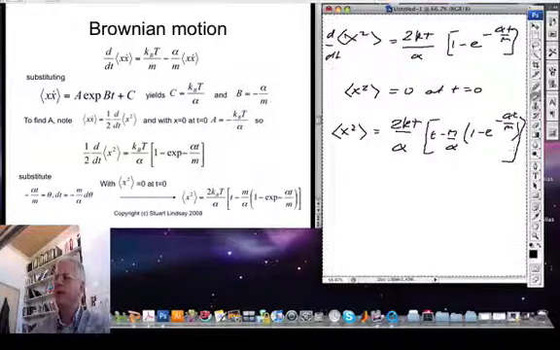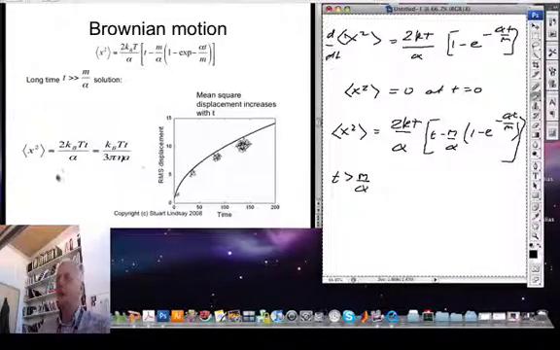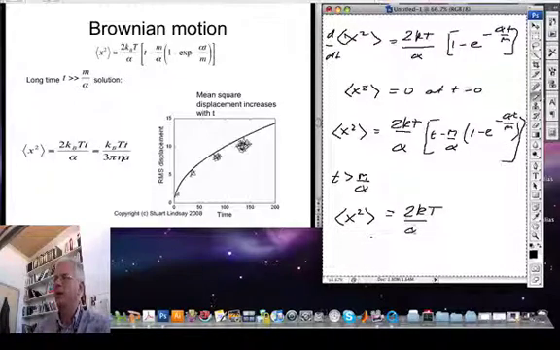This is a complicated looking equation, but if we take the limit where the time is greater than m over alpha, we can drop the exponential term and we end up with a very simple result shown on the next slide, which is that the thermal average of x squared is given by 2kT over alpha times t. Remember that alpha is 6 pi a eta.